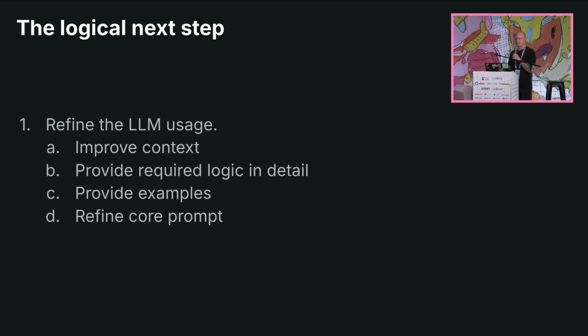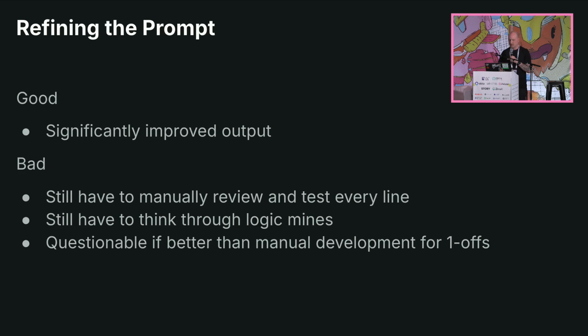So a person running into these problems might assume that the LLM just didn't have enough context, right? The logical next step is, let's refine the LLM usage. Let's tell it the logic in detail that we want to have. Let's give it examples. Let's give it more context, and let's refine the core prompt. Surely I can prompt my way out of this, okay? That's logical. Now, if you do that, the good news is that you're going to significantly improve your output. It does work better to refine your prompts.